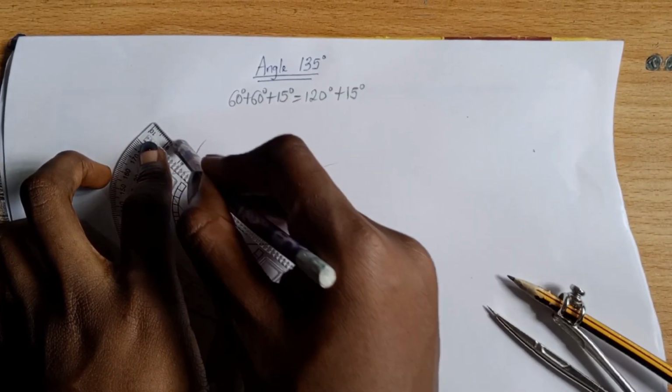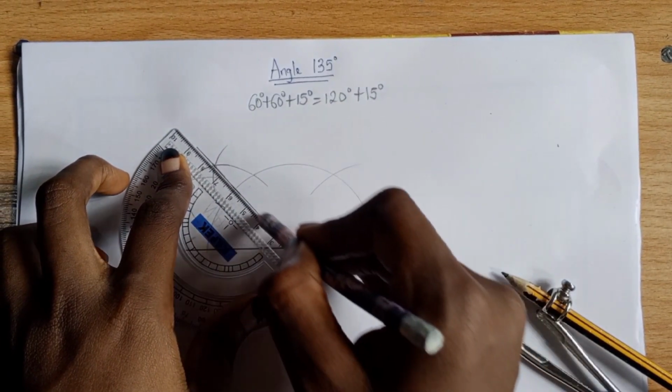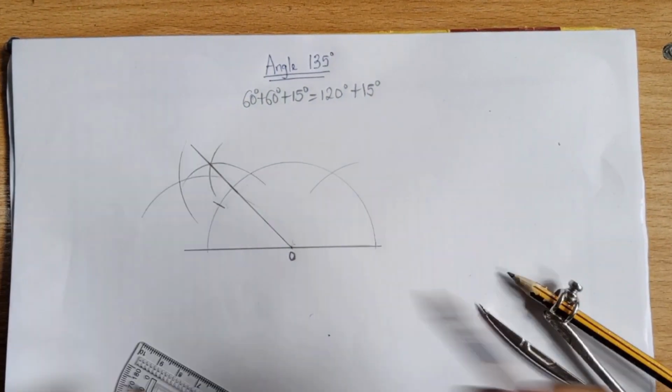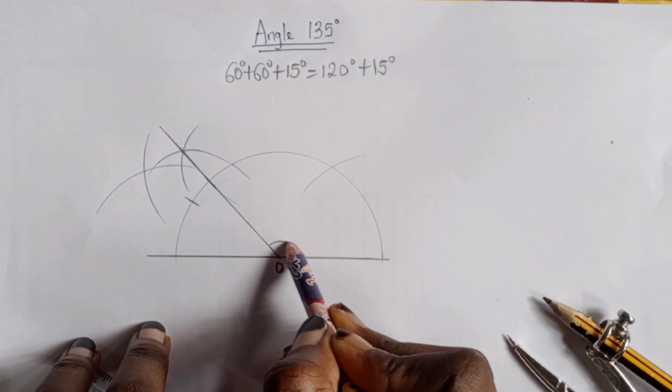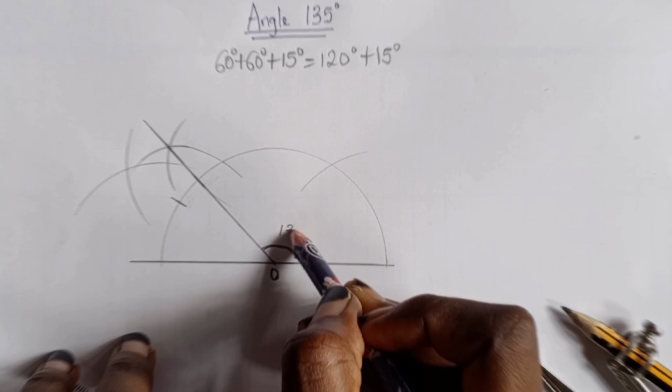Then join it with the points. So we have from here to here as our angle 135 degrees.